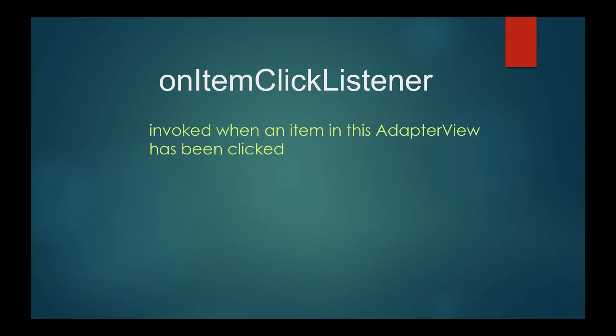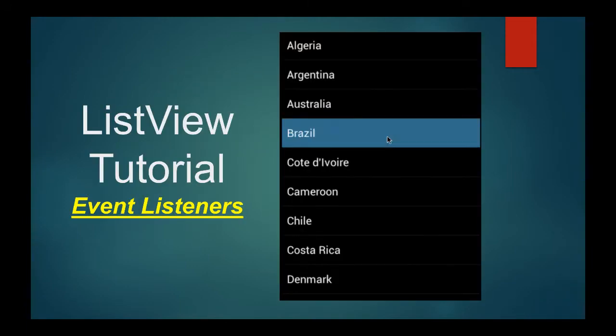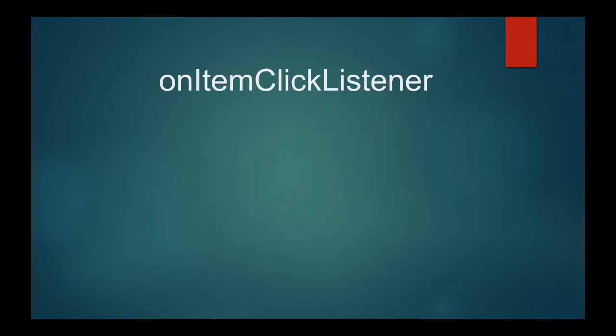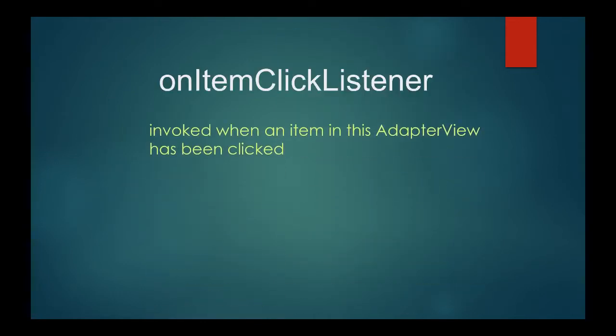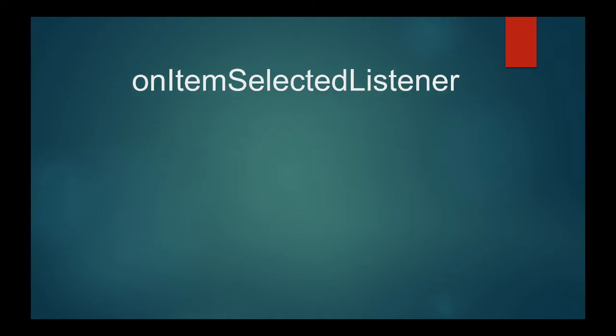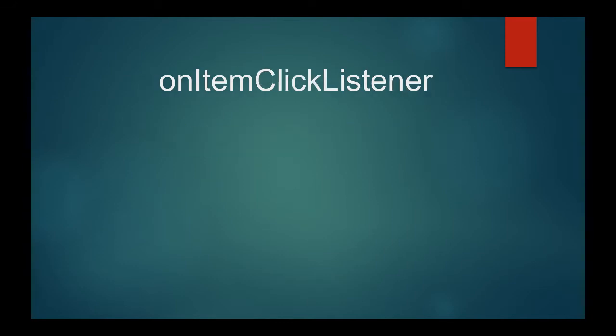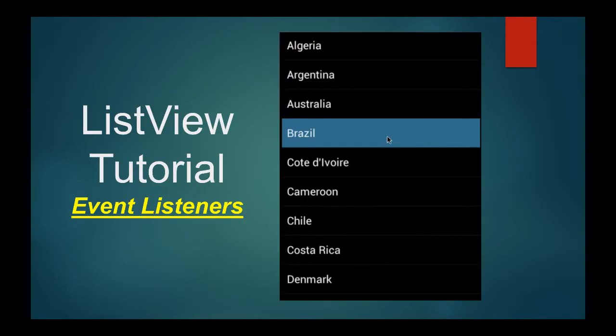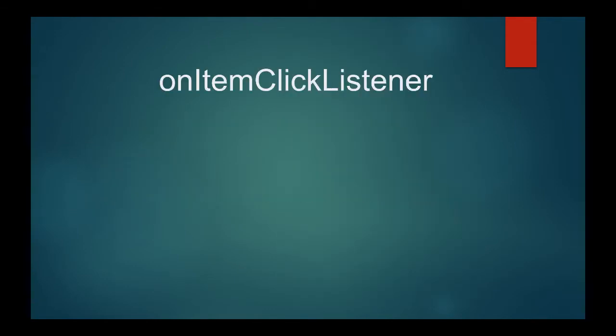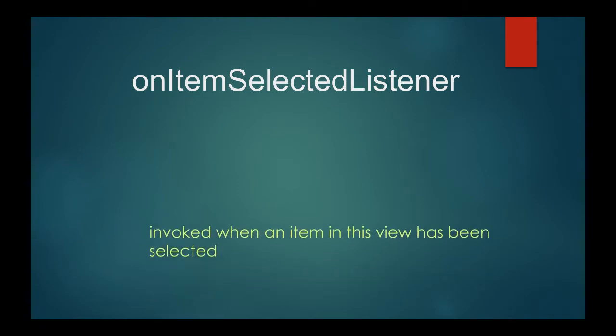So when you click any of the countries here, for example, this is your application. For example, you click Brazil in this case, then OnItemClickListener would be invoked because it has been clicked. And the next is OnItemSelectedListener. This is invoked when an item in this view has been selected, for example, an item Brazil has been selected. You may be thinking, what is the difference?